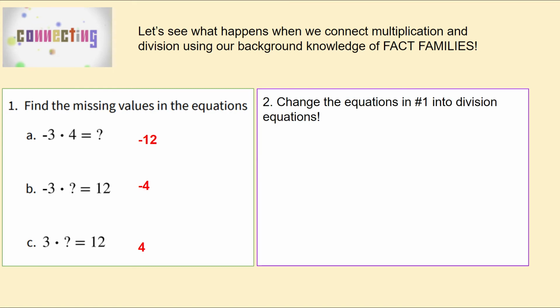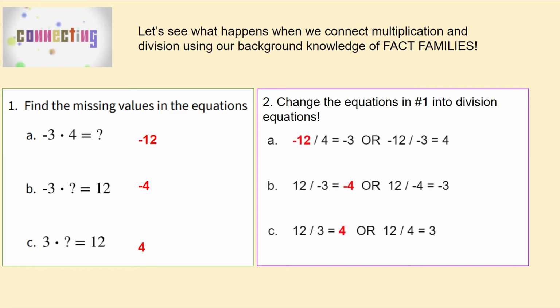My challenge to you is, can you change those same equations, those multiplication ones in number 1, into division equations using the same numbers and fact families? Try it out. Okay, here they are. Look at A. It starts with -12. We start with the total in division, and we take that -12 and we divide it by 4, and it would equal -3. Or we could take the -12, divide it by the -3, and we would get 4.